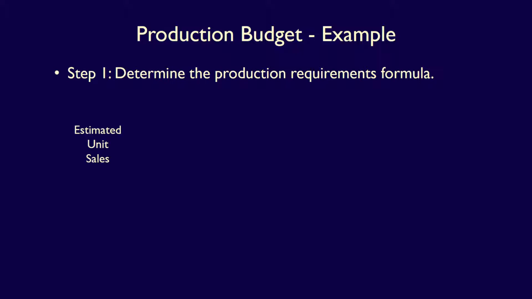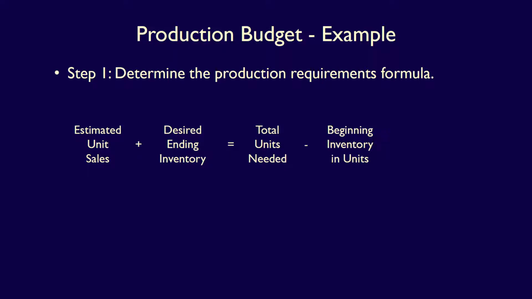We start with the number of units we expect to sell in the current period, which is the estimated unit sales. We add in the safety stock, called the desired ending inventory, that we need on hand to meet unusual demand requirements. Estimated unit sales plus the desired ending inventory is equal to the total units needed for the period. From that, we deduct the inventory which is on hand at the beginning of the period, our beginning inventory in units, to determine the number of units we must produce in order to meet our sales and safety stock needs.